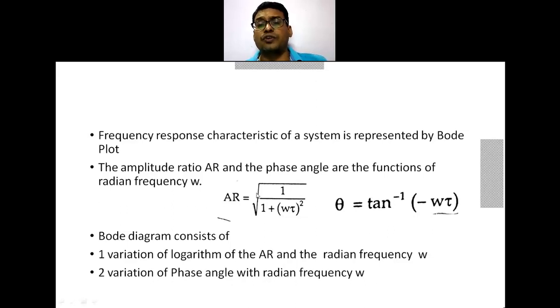of the phase angle with radian frequency. That is why we have written these two equations, one the amplitude ratio and second the phase angle. Now how this amplitude ratio varies with omega, our radian frequency, and how this phase angle varies with this radian frequency. So these two equations are very important to plot a Bode diagram.